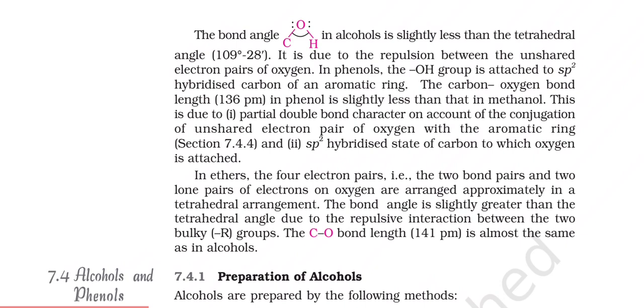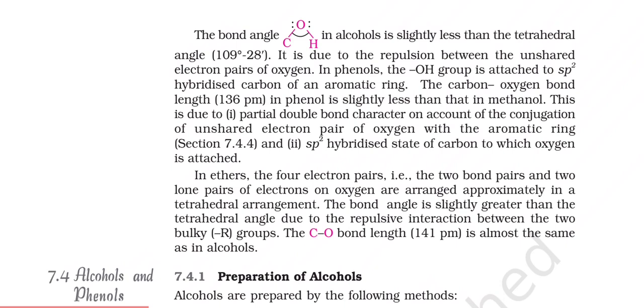In phenol, the OH group is attached to an sp2 hybridized carbon of an aromatic ring. The carbon-oxygen bond length in phenol, 136 pm, is slightly less than that in methanol. This is due to partial double bond character on account of the conjugation of the unshared electron pair of oxygen with the aromatic ring, and the sp2 hybridized state of the carbon to which oxygen is attached.